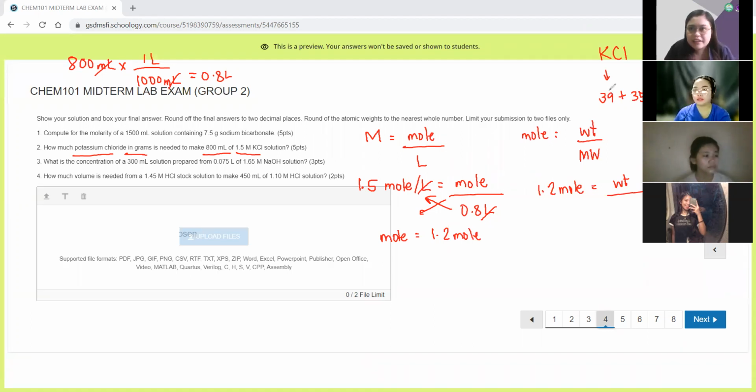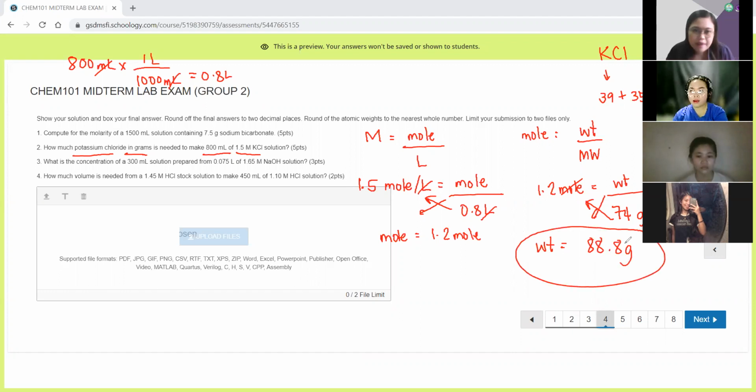So I did not write na the multiplication part ha, kasi isa-isa lang naman sila. So diretso na yun siya, 39 times 1 and 35 times 1. So yan yung ilalagay natin here, 74 grams per mole. And just like the first step, let's cross multiply. Baba natin si weight. This becomes 1.2 times 74. Pero let's cancel the moles. Ang maiiwan na unit is grams. So 74 times 1.2 is 88.8 grams. So this one is the answer for number 2. Any question for number 2?